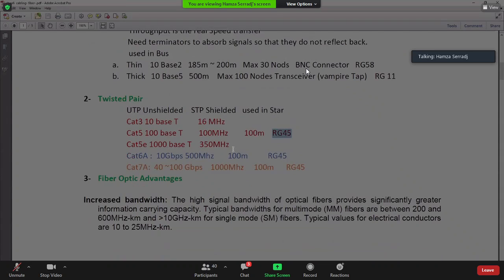All right. So twisted pair. We have 8 wires inside with colors. We studied that. They all work on the same distance, 100 meters, having all the same connection. They can be unshielded, they can be shielded.